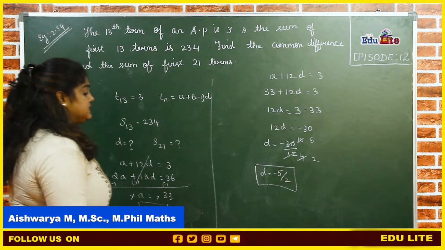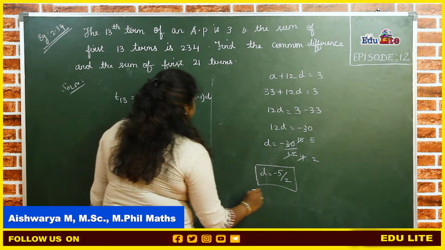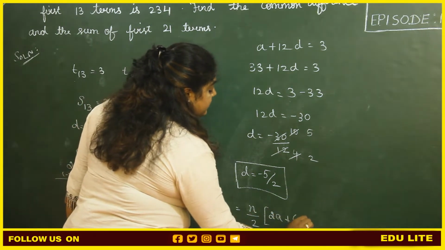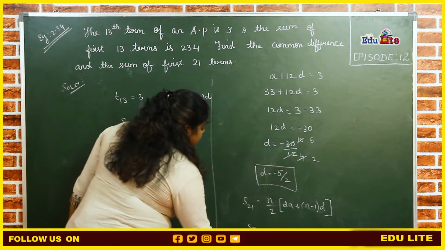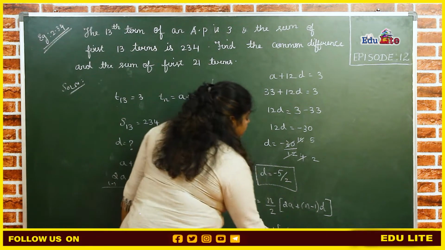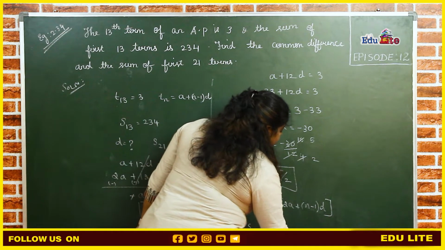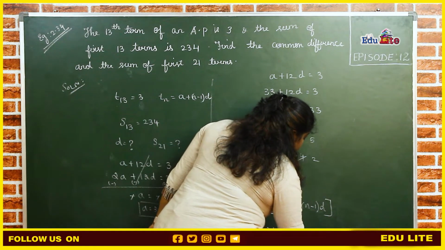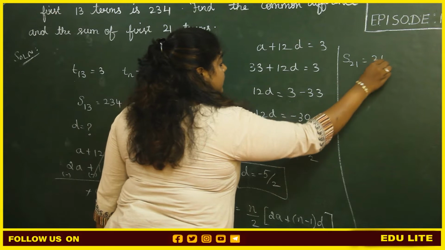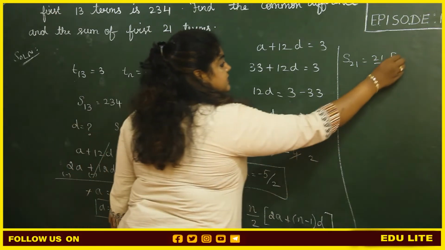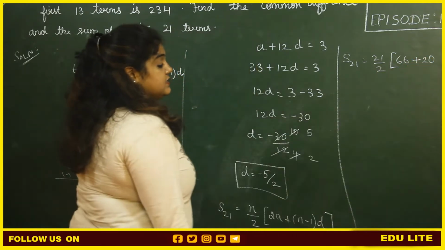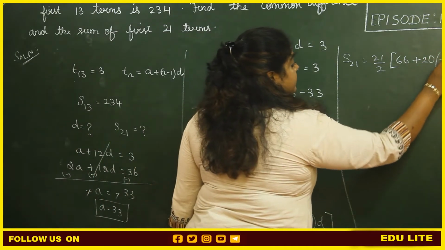Now, we have to find out S21. To find S21, we use the formula Sn equals n by 2 into (2A plus (n minus 1) into D). So, S21 equals 21 by 2 into (2 into A value, which we got as 33, plus (21 minus 1) into D value, which is minus 5 by 2). So, S21 equals 21 by 2 into (2 into 33, which is 66, plus 20 into minus 5 by 2).